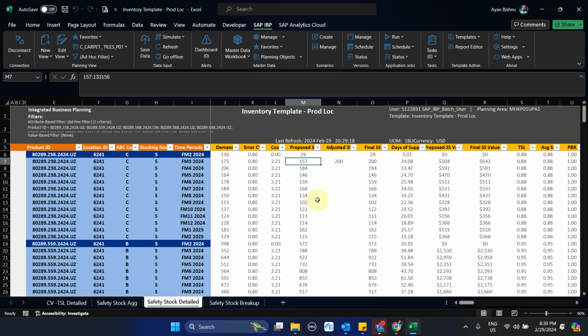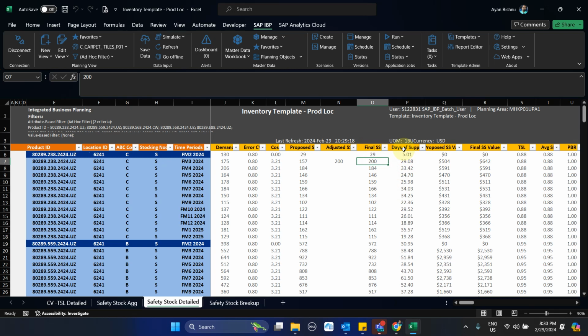And the good thing about IO is we have a cost per unit and we have the safety stock quantity, and we have a standard key figure based on this quantity and cost. We can get a dollarized value of the safety stock that the system is generating.